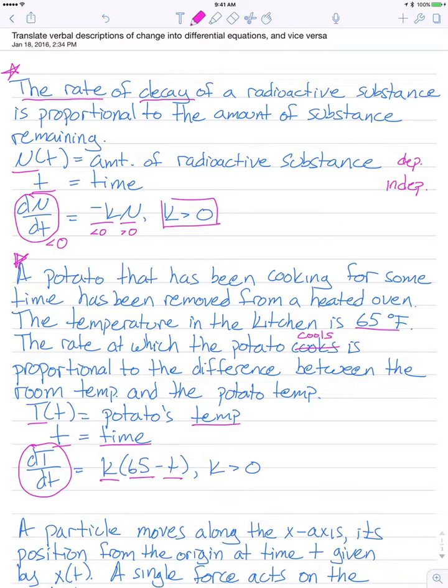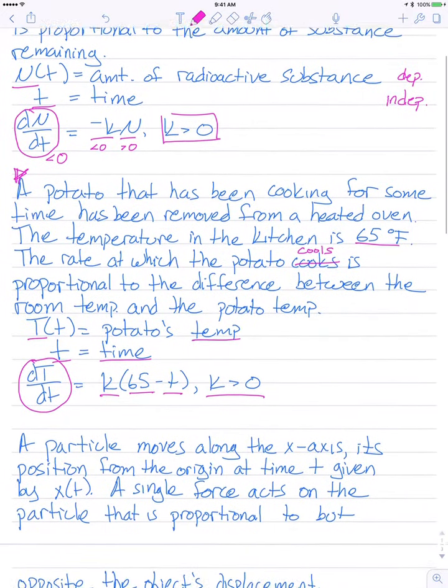And let's just check that this makes sense and that it's actually going to cool. So we assume that the potato starts out hotter than 65. Maybe it starts out at 300 degrees or something. So you can think of plugging in a big number like 300 for T. 65 minus 300, well, that'll be negative. And we want dT/dt to be negative because the potato is supposed to cool. So if 65 minus T is negative, that means k should be positive here, k greater than 0, the way we've written it.